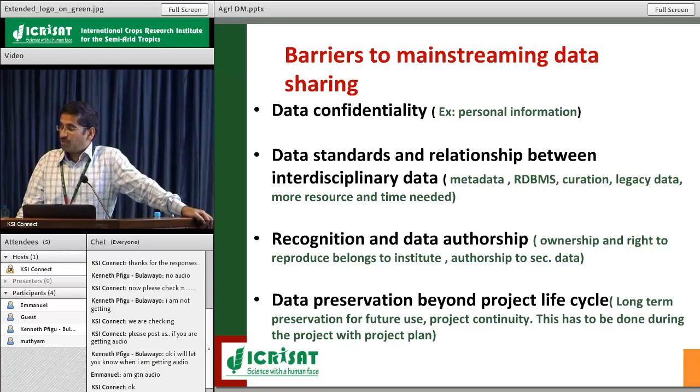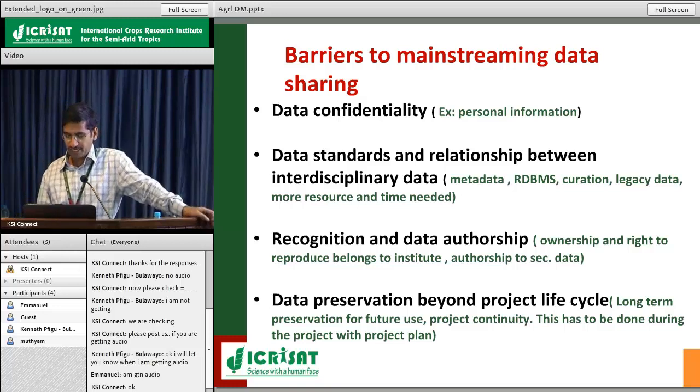Recognition may be in terms of appraisals, salary hikes. Apart from that, if you get more citations to your publications or your open data repository data sets, your name will be highlighted. Even your institute gets more recognition. That means you are in the open data movement. Even the data authorship.